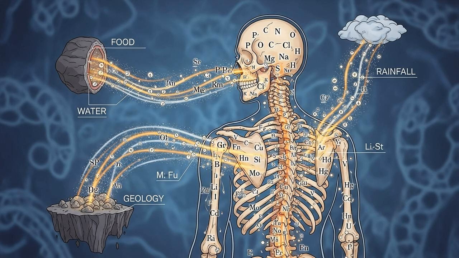The fundamental idea is surprisingly simple. You are what you eat and drink. Throughout your life, the elements from your food and water, from the local geology and rainfall, are absorbed and locked into your tissues. The specific chemical signatures of these elements become a permanent record. By analyzing this record, scientists can tell the life story of an individual who lived thousands of years ago.